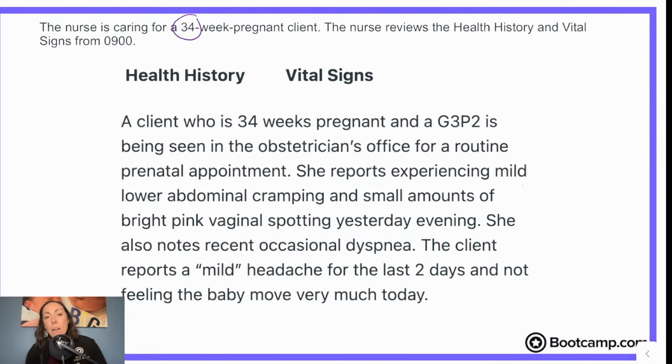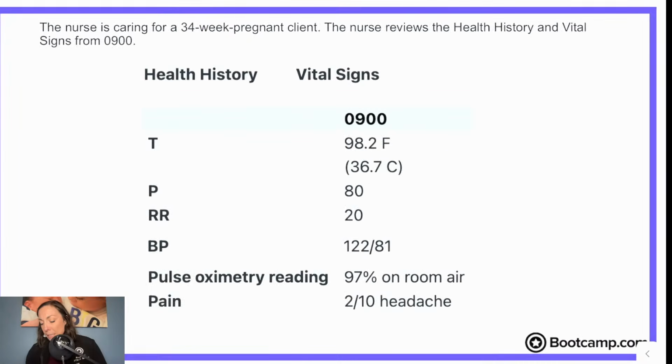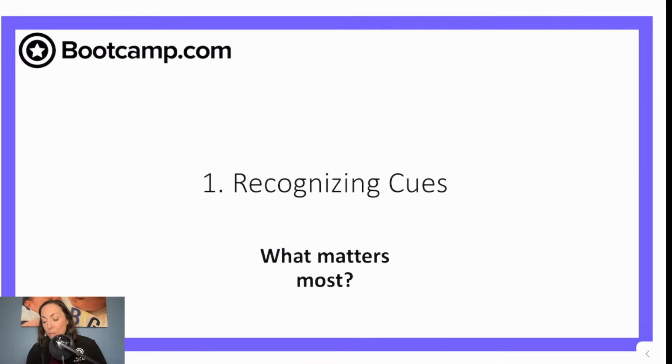Okay, now let's take a look at our vital signs. So in our vital signs, we see that we have a temperature of 98.2, our pulse is 80, respiratory rate's 20, we have blood pressure of 122/81, our pulse ox is 97%, and the pain is 2 out of 10 for a headache. All right, so we need to recognize our cues. That's going to be our first step. So this is where we're looking at what matters most here.